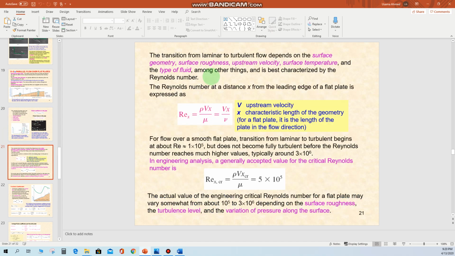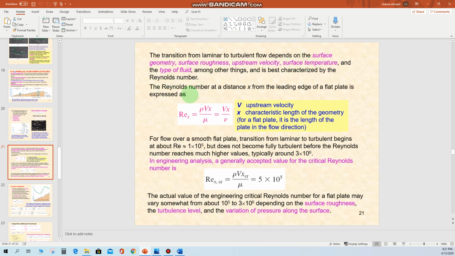Now let us see some of the more details here. The transition from laminar to turbulent flow depends on the surface geometry, surface roughness, upstream velocity, surface temperature, and the type of fluid, among other things, and is best characterized by the Reynolds number. So these are some of the factors that can convert the laminar flow into the turbulent flow, and that include the surface geometry, surface roughness, upstream velocity, surface temperature, and the type of fluid. Okay, so all of these factors can be related with the Reynolds number.